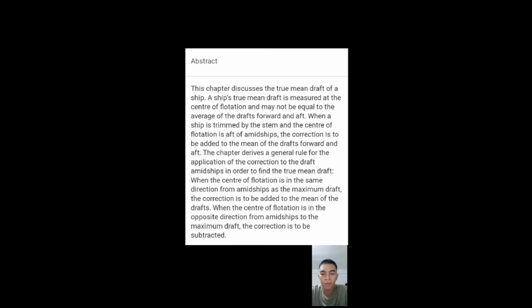The chapter derives a general rule for the application of the correction to the draft amidships in order to find the true mean draft. When the center of flotation is in the same direction from amidships as the maximum draft, the correction is to be added to the mean of the draft. When the center of flotation is in the opposite direction from amidships to the maximum draft, the correction is to be subtracted. And that's all, and thank you.